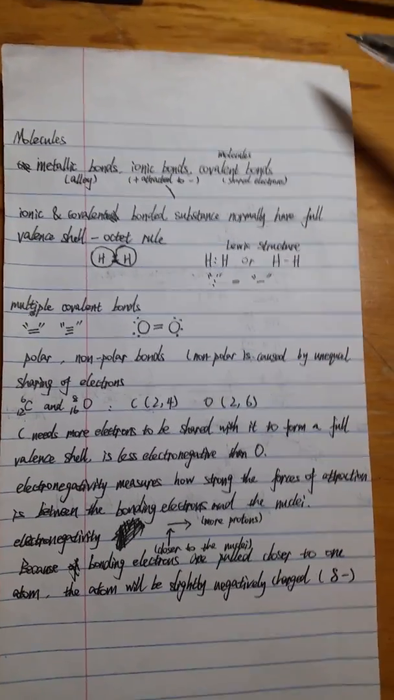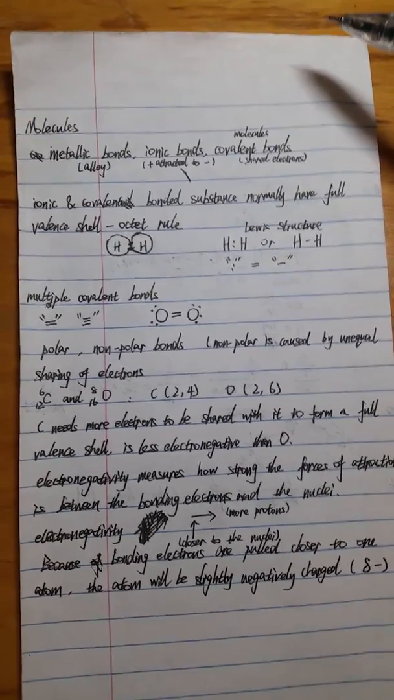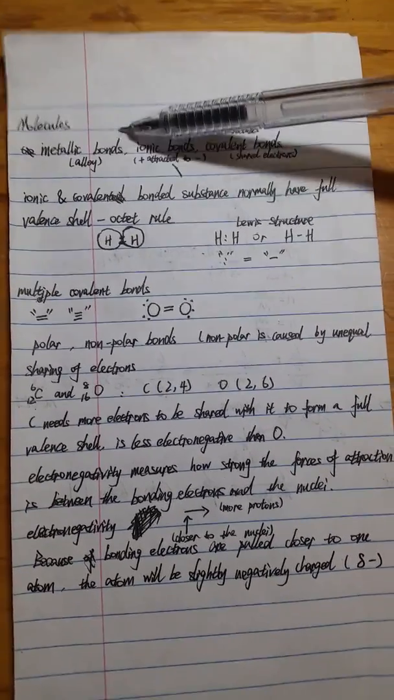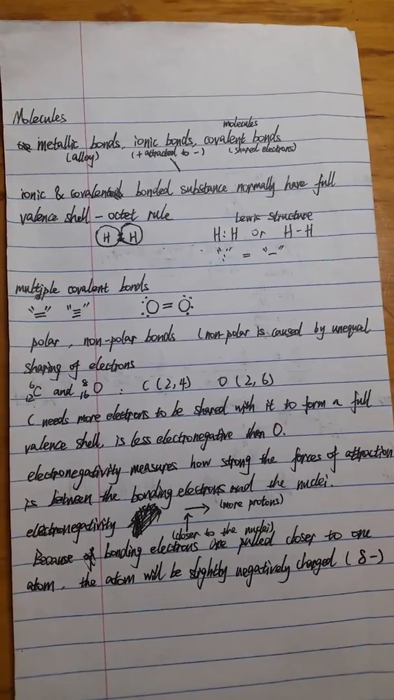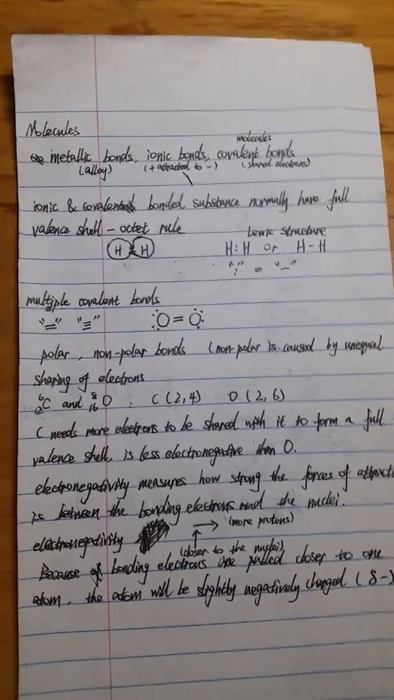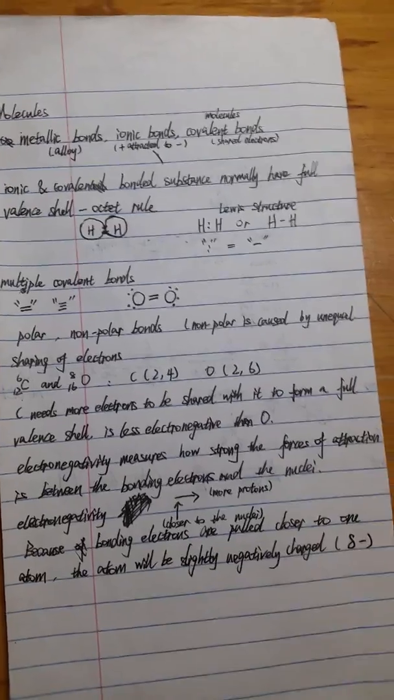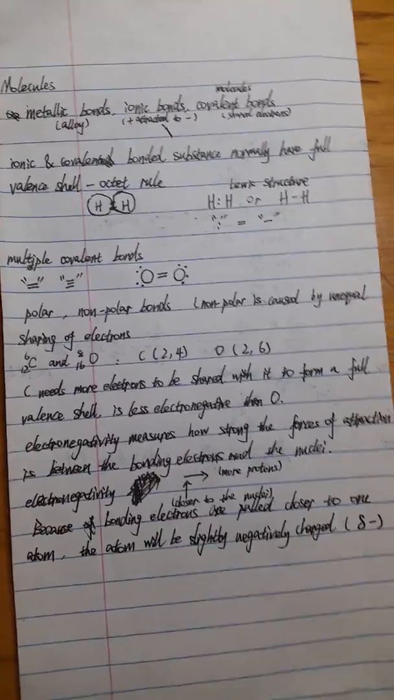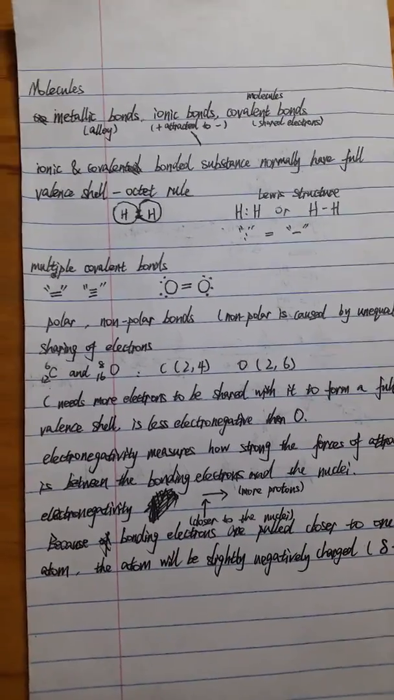Today, let's talk about molecules. As we know, there are three types of bonds. One is metallic bonds, which usually happens in alloys. One is ionic bonds, which is just a situation where positive cations are attracted to negative anions. And the last type of bond is covalent bond, which happens when electrons are shared between atoms and they form molecules.